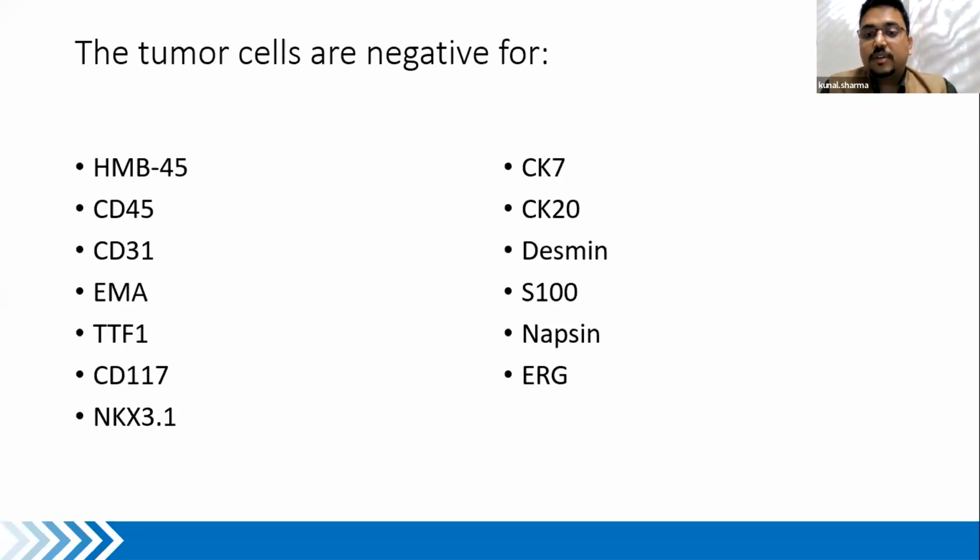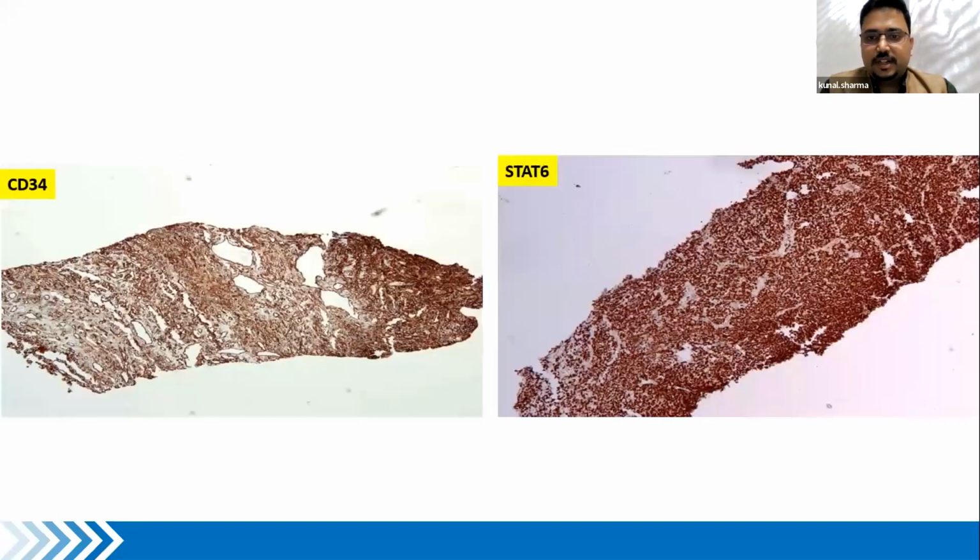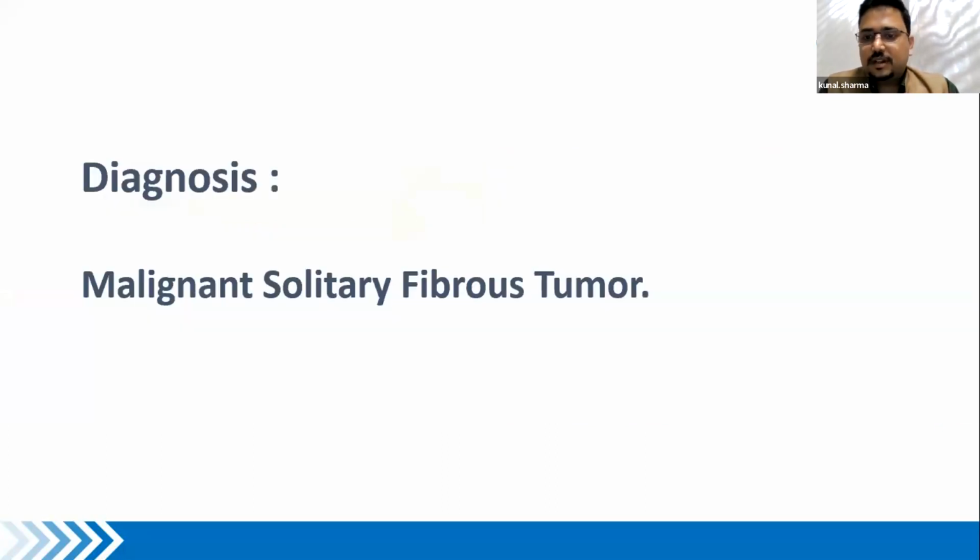So nothing in vascular. Then I decided to do certain markers, which were CD34 and STAT6. I think somebody in the chat box did mention staghorn vessels, and yes, you are right. That is what made me think about doing these markers. As you can see, both CD34 and STAT6 were diffusely positive. So the diagnosis now is pretty clear that we are dealing with a case of malignant solitary fibrous tumor.